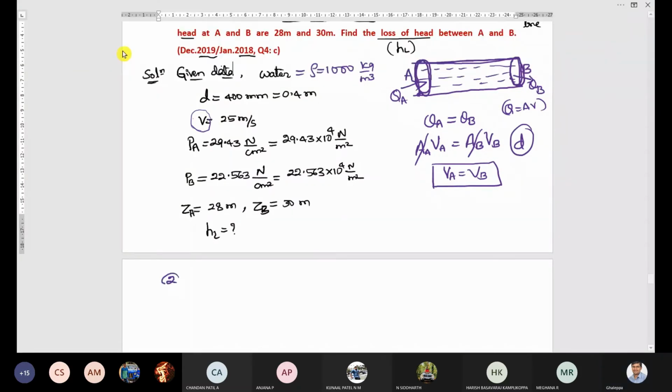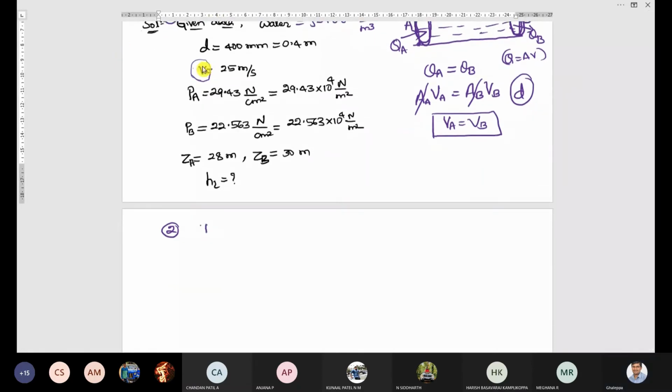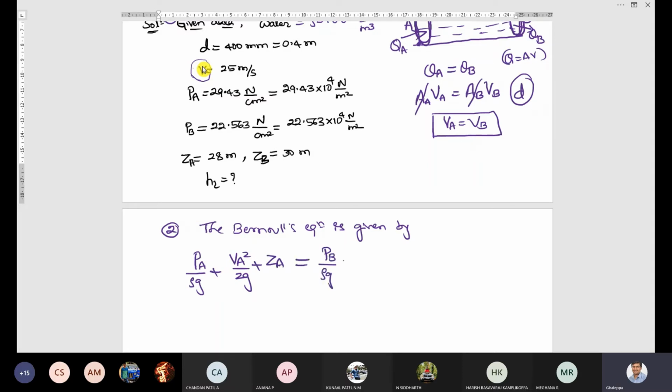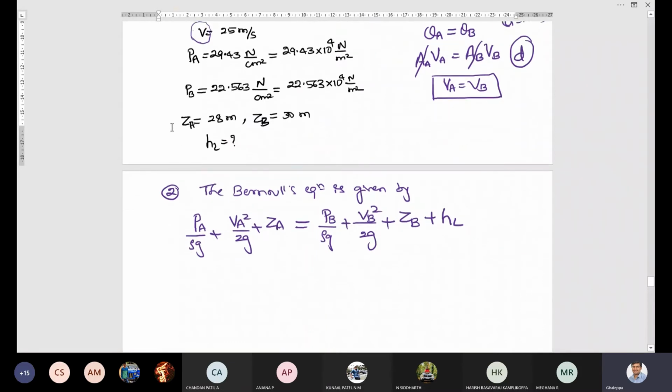Step number 2. Bernoulli's equation is given by: pressure at point A, PA by rho g, plus velocity at point A, VA square by 2g, plus ZA, is equal to pressure at point B by rho g, plus similarly the velocity term at point B, and the potential energy or datum energy at point B, ZB, plus head loss due to friction or any kind of losses.